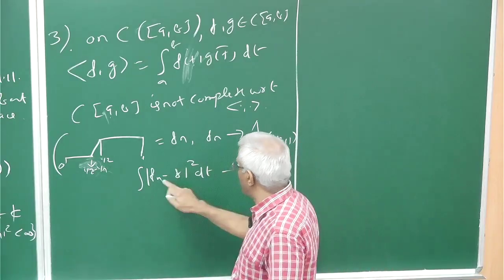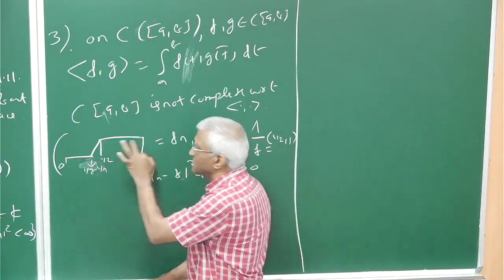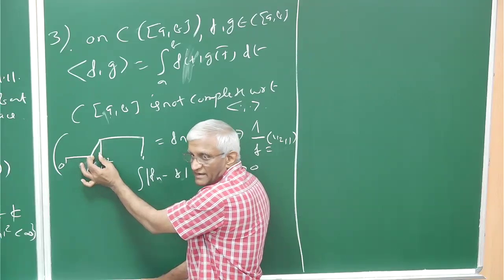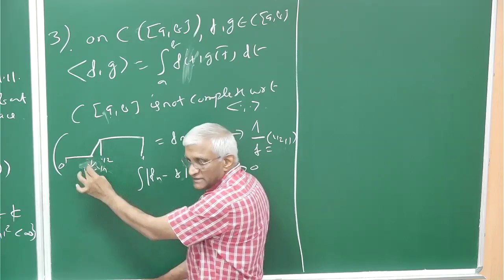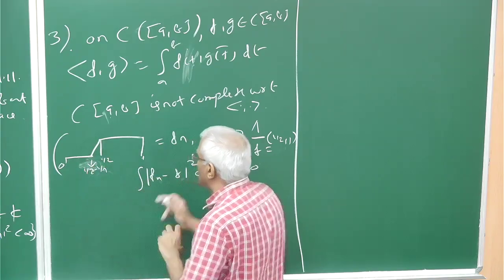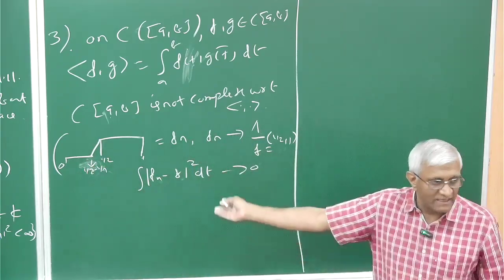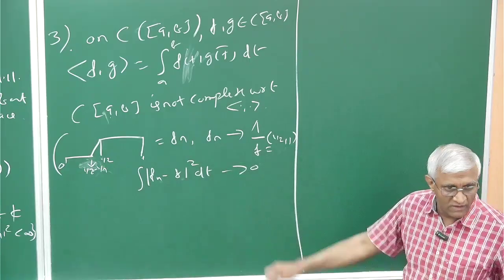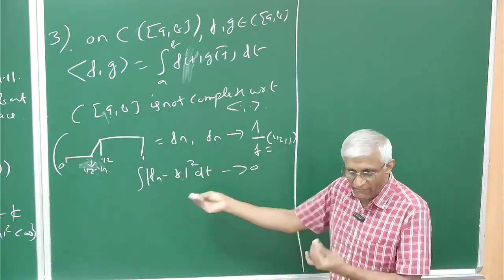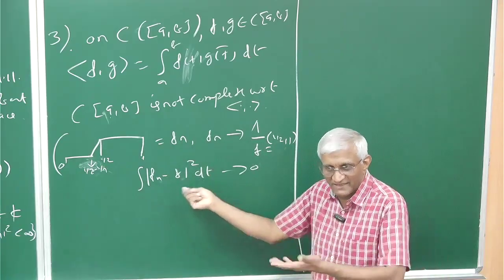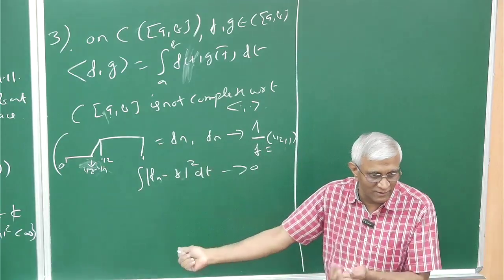For f minus f_n, here it will cancel, here it will cancel, and only here it will matter. The length of this interval is 1 by n and the value is less than 1, so it is less than 1 by n squared or something, which goes to 0. Because of that, you have functions f_n which are Cauchy. Of course, if it is convergent, it will be Cauchy. You can verify that it is Cauchy also.